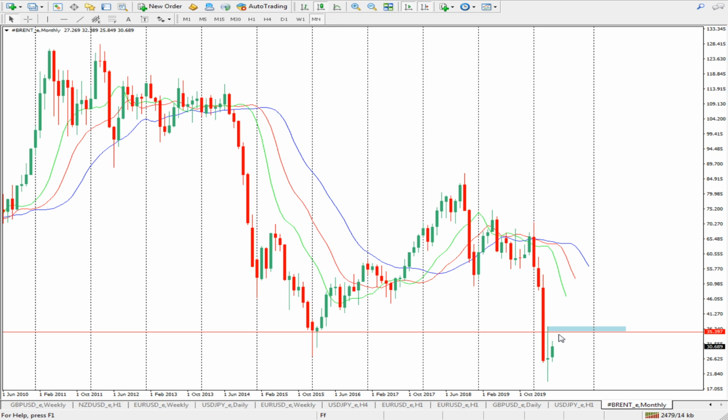So just a pullback up to this point, pick that sell, hold on to it, have your stop loss above this point, and expect a continuation. So if the price can pull back up to this point, that should be the ideal place where we want to pick a sell from.